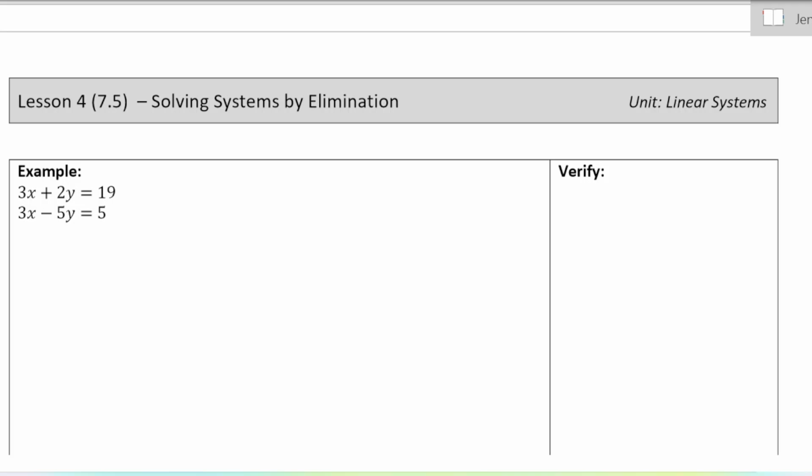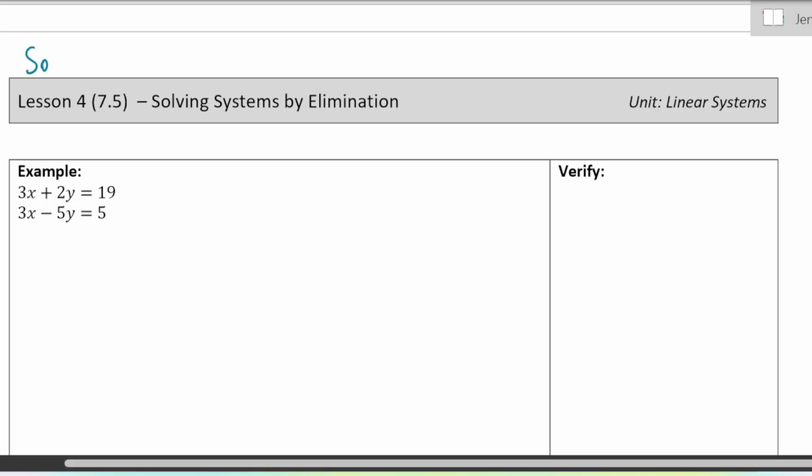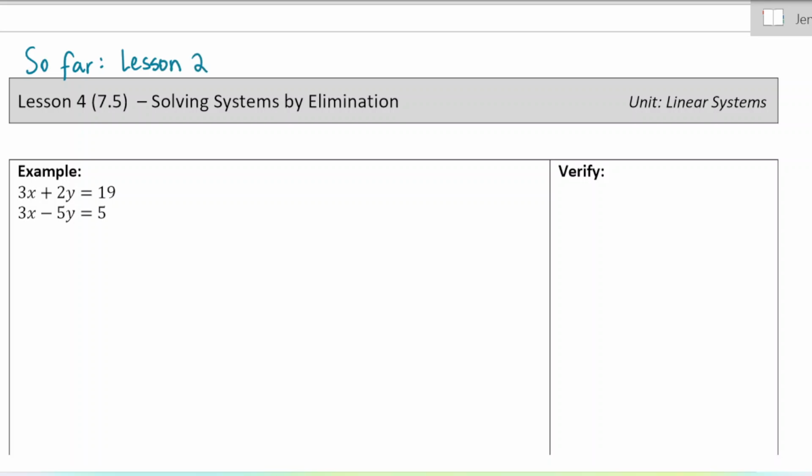All right, this is lesson 4, solving systems by elimination today. So we've learned so far, maybe I'll just write this down here. So far in lesson 2, we solved by graphing. So that was one way you can solve a linear system. In lesson 3, L3 for short, we solved by substitution, which was like an algebraic way without a graph to solve a linear system.